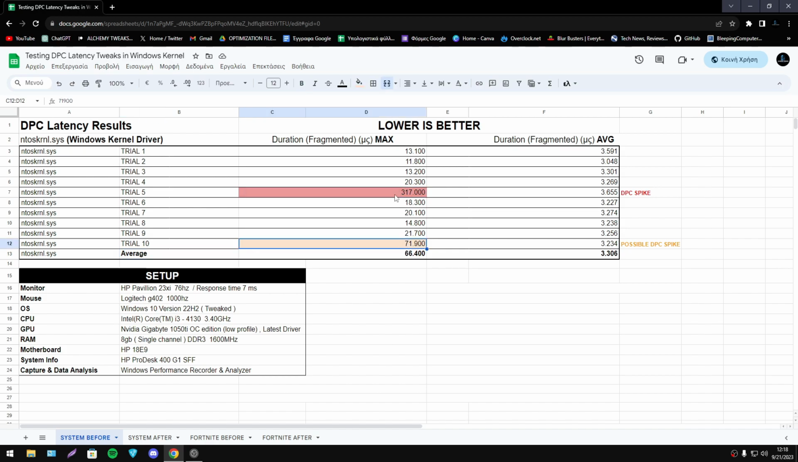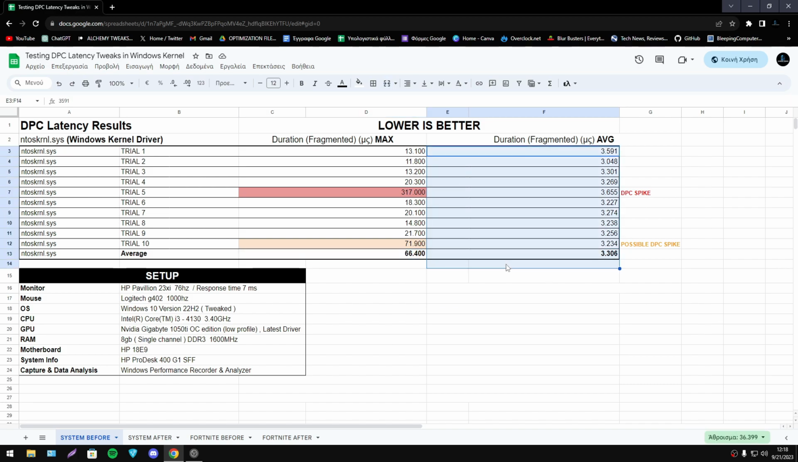As you see, I had one DPC spike. Okay, a confirmed DPC spike and a possible DPC spike. The reason I chose possible and confirmed DPC spike is because here we have a huge difference from the other results, but here the difference is smaller, so for that reason I gave this name, okay?